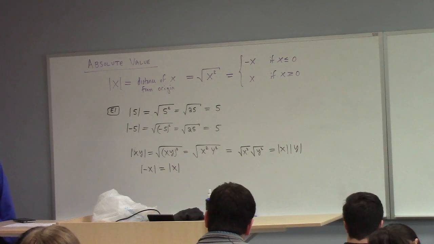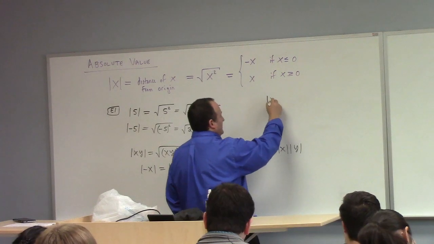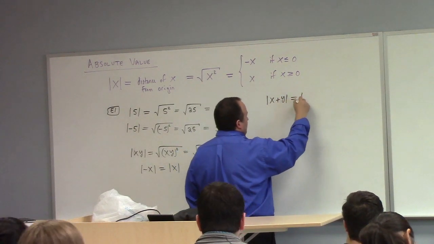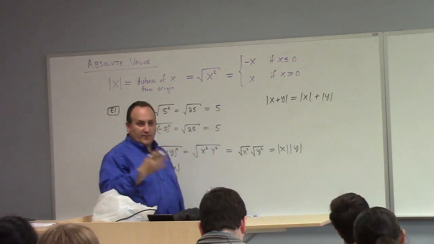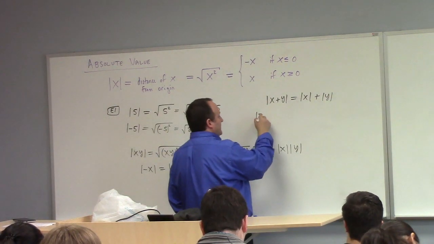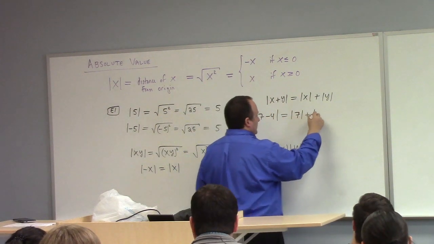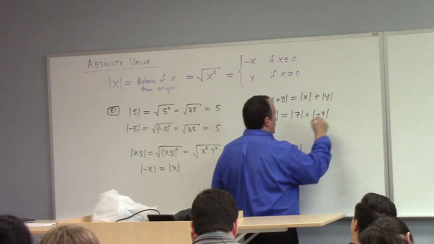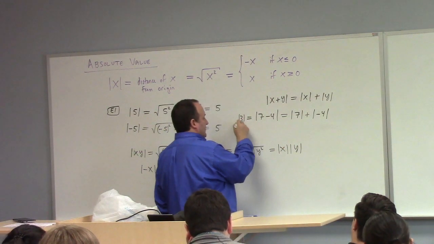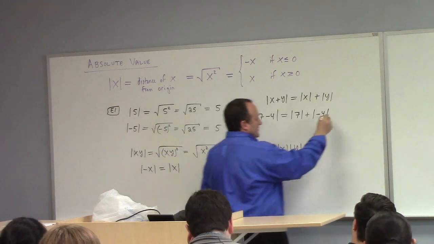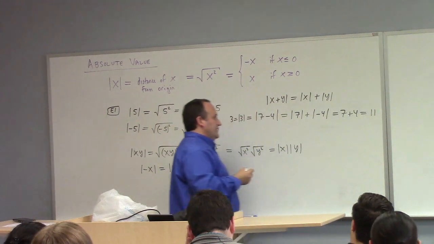What else can you tell me about absolute values? How about this? The absolute value of x plus y is equal to the absolute value of x plus the absolute value of y, right? For example, the absolute value of 7 minus 4 is equal to the absolute value of 7 plus the absolute value of minus 4. Because the absolute value of 3, which is, by the way, 3, is equal to 7 plus 4, which is equal to 11. Everyone knows that 3 is equal to 11.